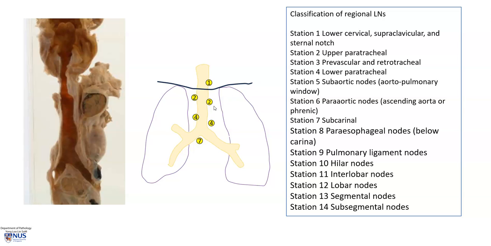And then station 2 is upper paratracheal, station 4 lower paratracheal, so on and so forth. And over here I've also highlighted the subcarinal lymph nodes, which are station 7 lymph nodes. This, by the way, is the clavicle.